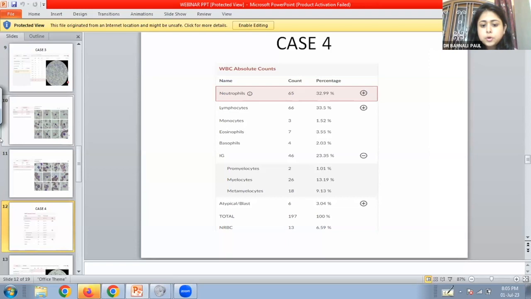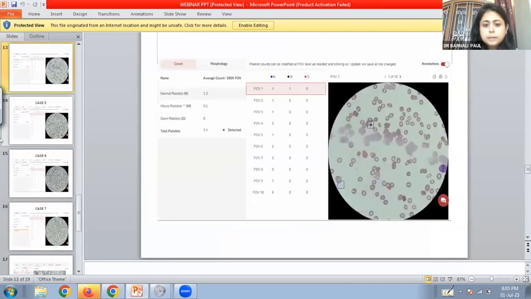And also this case showed 7 NRBCs per 100 WBC. So this was a typical leukoerythroblastic picture, and on taking history, the patient was a known case of myelofibrosis, and the platelet count was also low. In this case, the platelet count was around 15,000. So the average field of vision is showing 1 to 2 platelets per field.